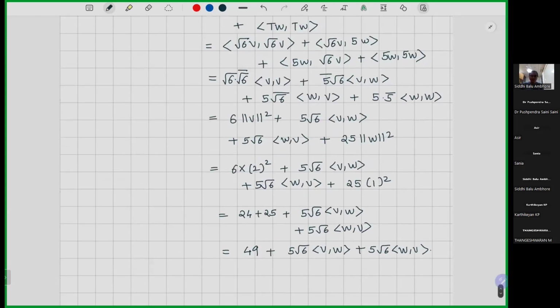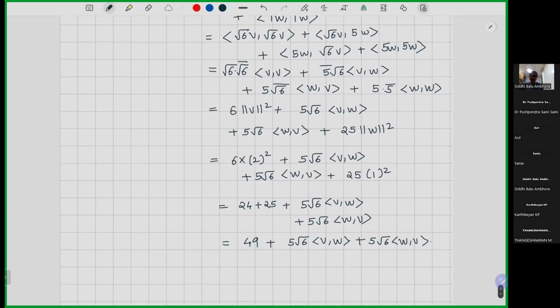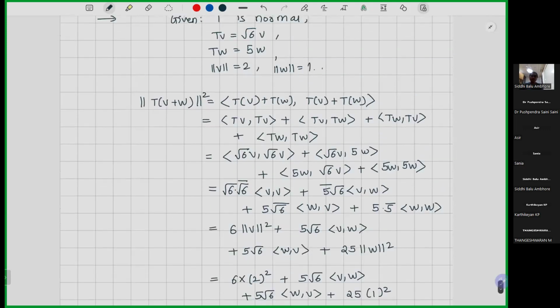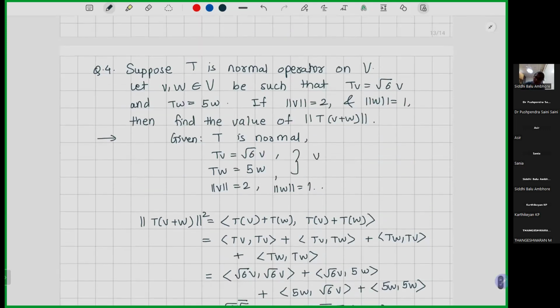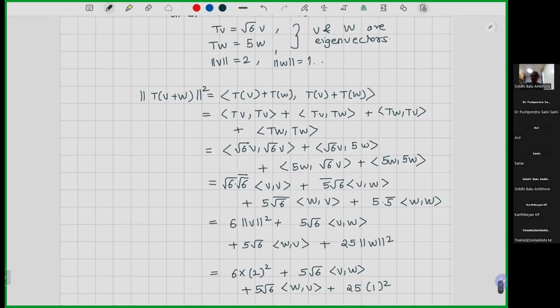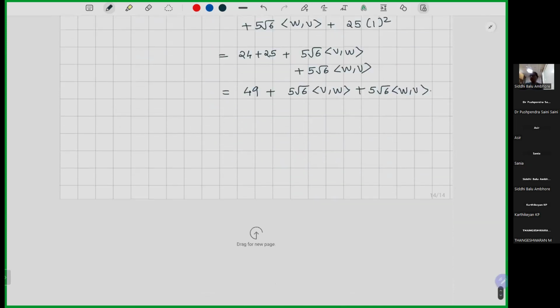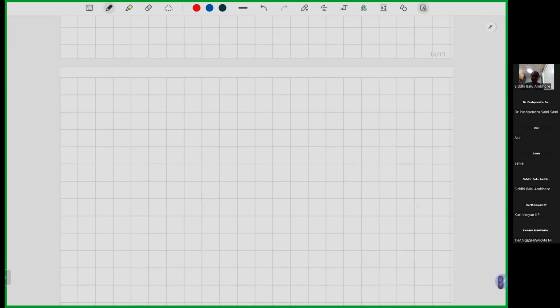Yes, so this much is fine; we calculated it correctly till this. But what about these two terms? We don't know anything about what the inner product of V and W is. But from here we can conclude one thing, that V and W are eigenvectors. So these two terms will be 0.